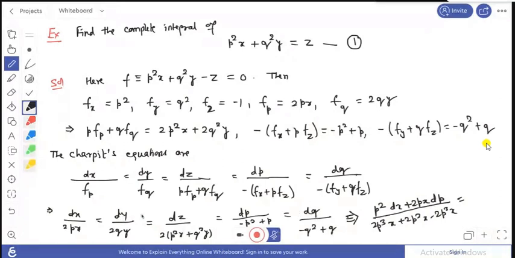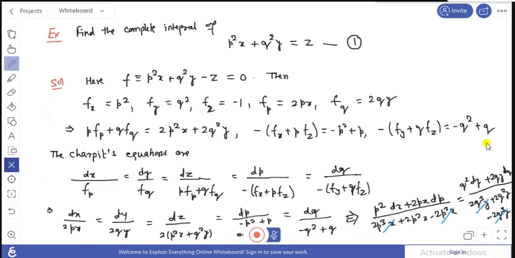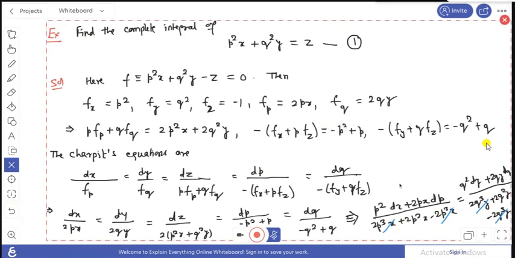If we multiply here, this is q square dy. So this is q square dy plus 2qy dq. Okay, this upon, if we multiply here, this becomes 2q cube y plus 2q square y minus 2q cube y. So here this term and this term are cancelled out. Here this and this are cancelled out. So here basically this 2p square x and here 2q square y.